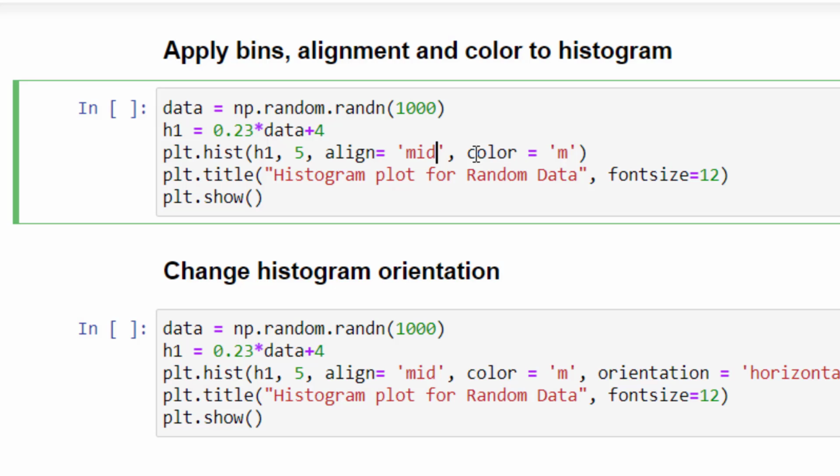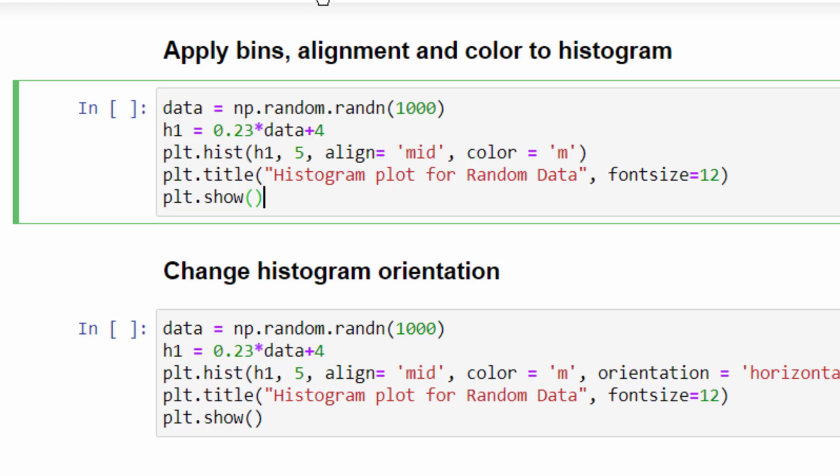And the third one, although these are not the only options, there are a bunch of options, but we will be focusing only on the important ones. We can also apply color to the histogram, using color equal to m. M is magenta here, right? You can put any standard color like red, green, blue, magenta, yellow, cyan, anything. This is what I have done. I created the bins, specified the alignment as well as the color. We are putting the title as same and plt.show.